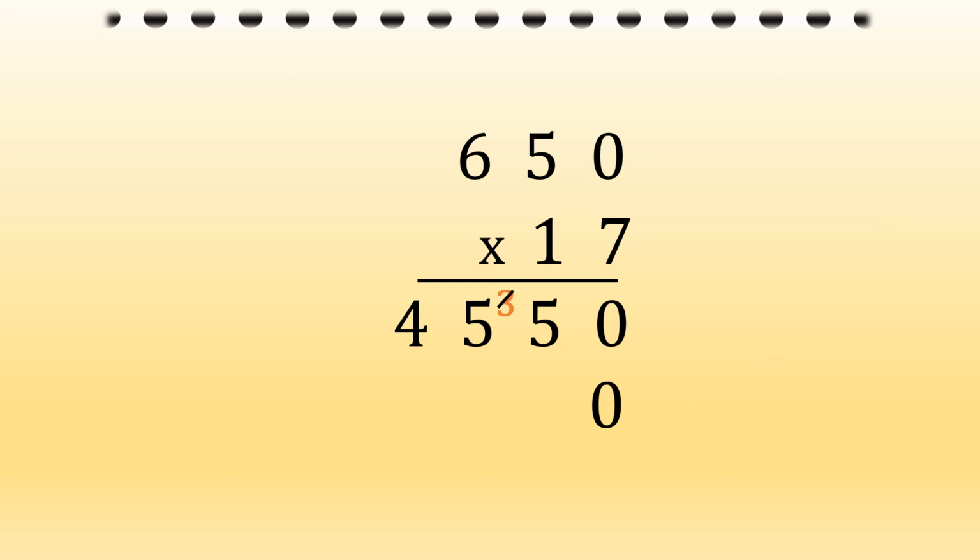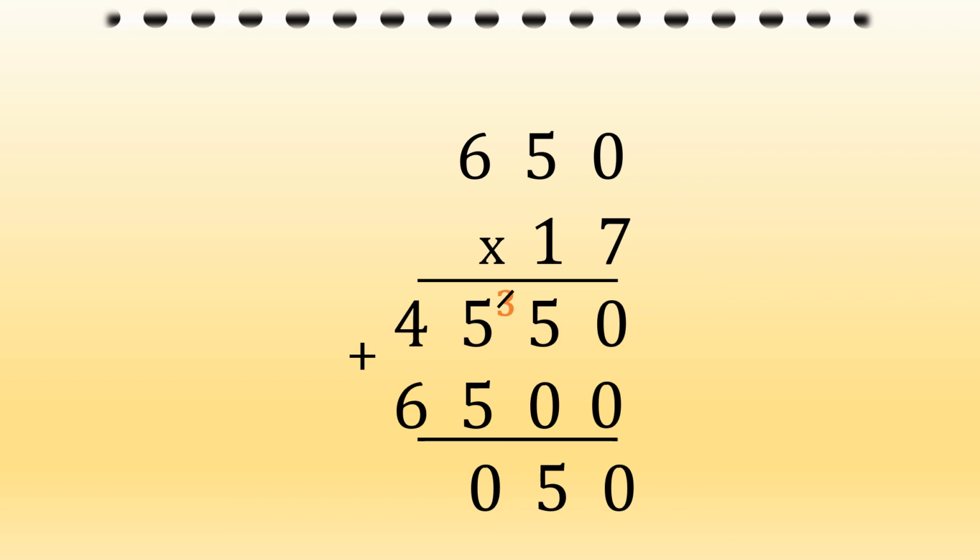1 times 0, that's 0. And 1 times 5, nice and easy, that's 5. And 1 times 6 is 6. We're going to add them together, rule it off. Let's go. Our first one there is 0. 5 plus 0 is 5. 5 plus 5 there is 10. 0 down, carry the 1. And 6 plus 4 is also 10. Add the 1, giving us 11.